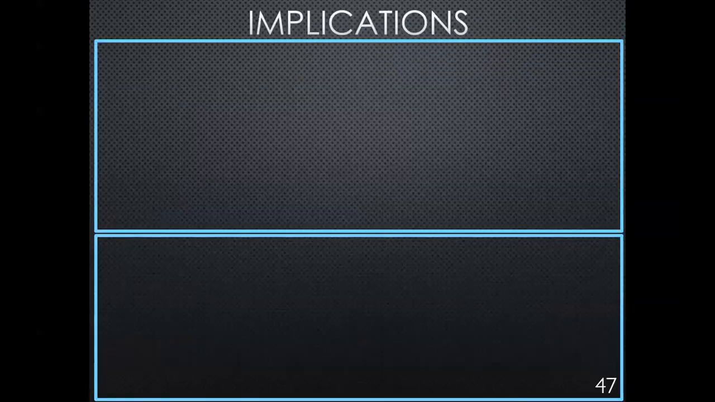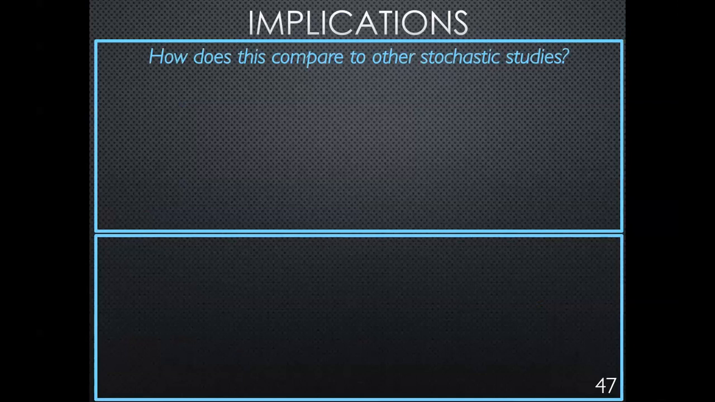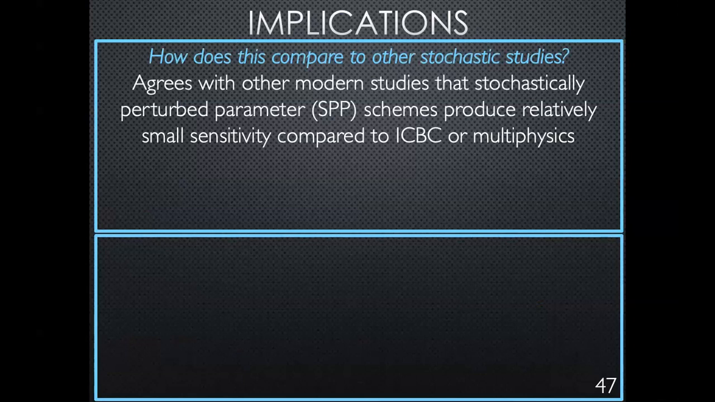So, just 2 more slides. I wanted to mention what the implications are for this work. In particular, how does this study compare to other stochastic studies? It essentially agrees with other modern studies that stochastically perturbed parameter schemes produce relatively small sensitivity compared to perturbations to the initial and boundary conditions, or multi-physics ensembles where we simply use different microphysics schemes, or fixed parameter ensembles where we perturb the parameter but hold it fixed.